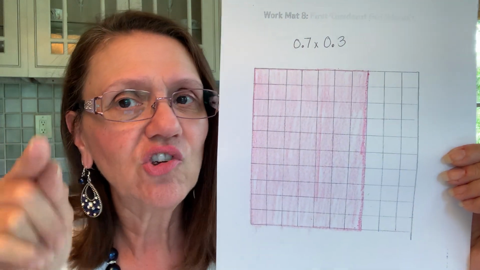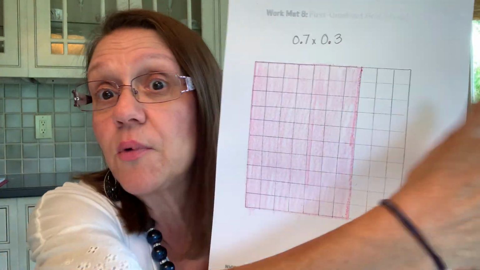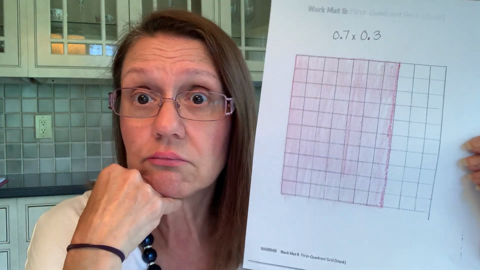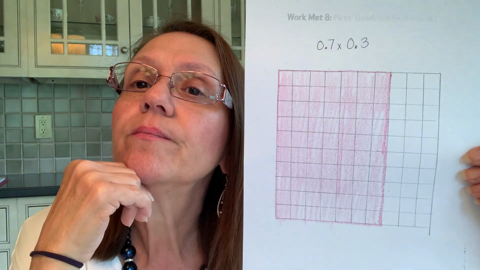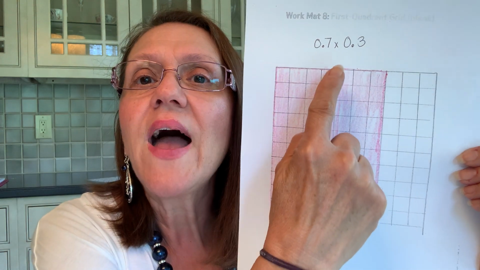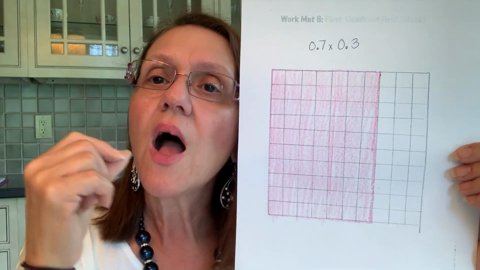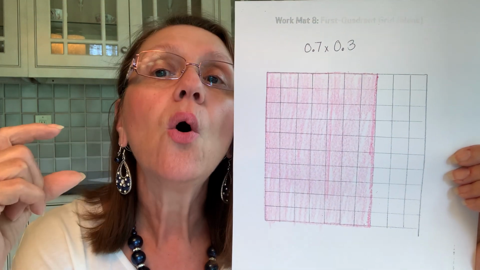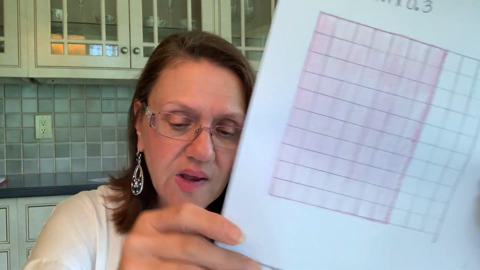This is not like addition though. Addition, we just kept on coloring vertically, right? Multiplication is different. We are now multiplying. So my second factor of 3/10, I'm going to color in across horizontally using a contrasting color. And I will show you how I'm going to do that.